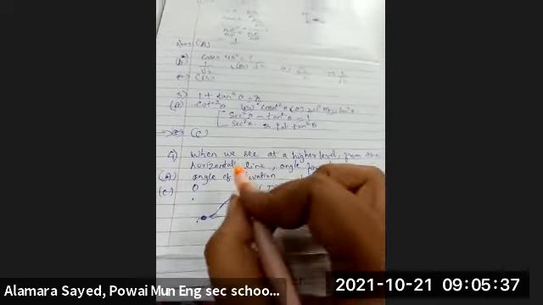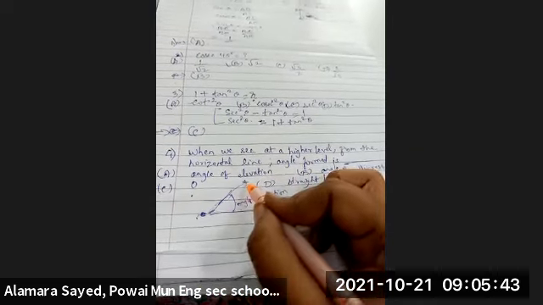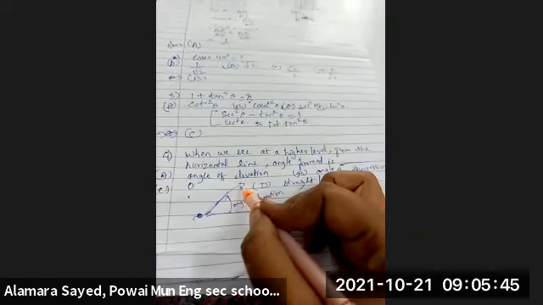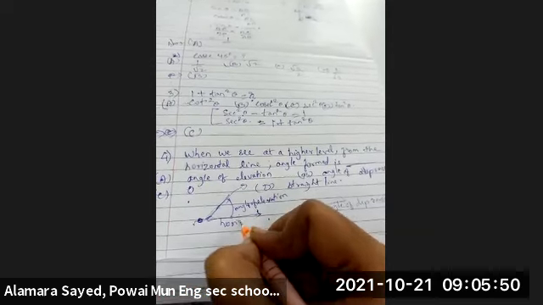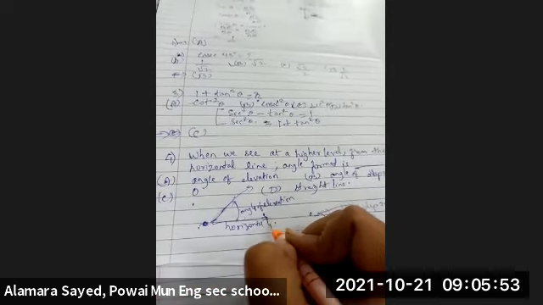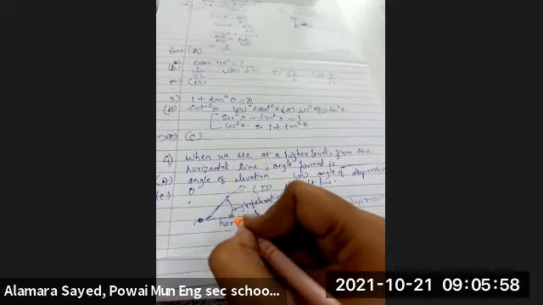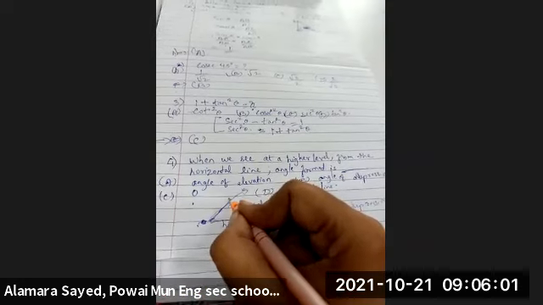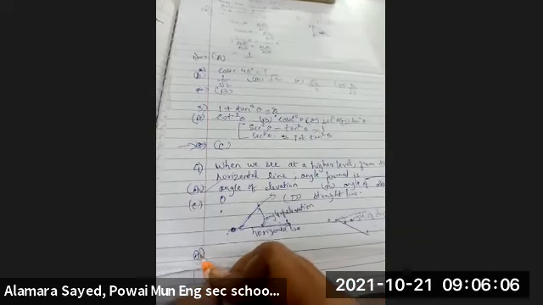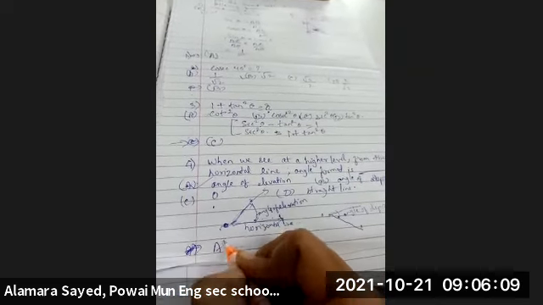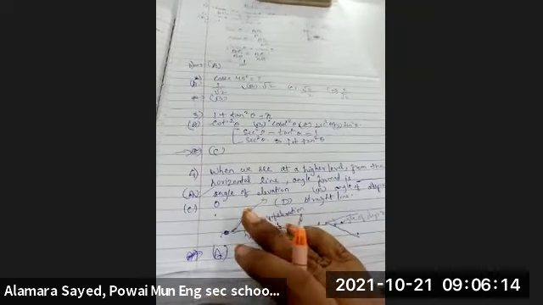So what is given here is when we see at a higher level. When we are watching at a higher level from the horizontal line, the angle which is formed is known as angle of elevation. The proper option here is A. So in this way, we have completed question number 1 of problem set 6.